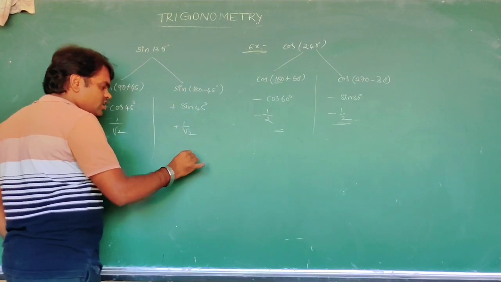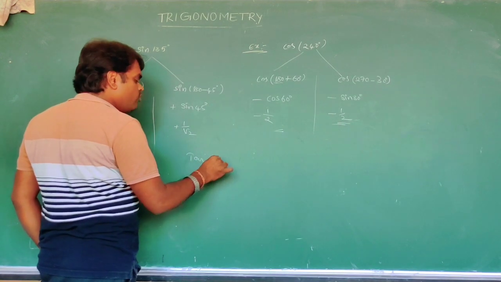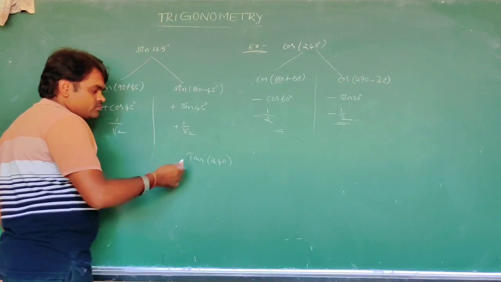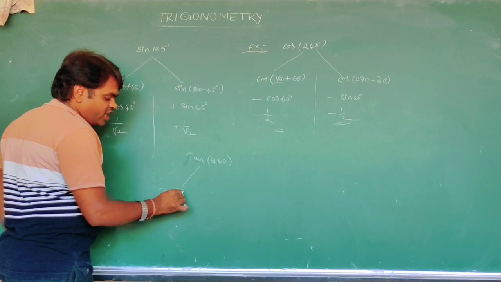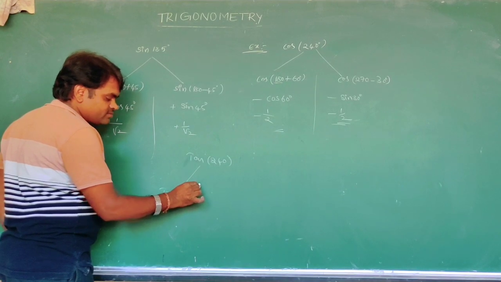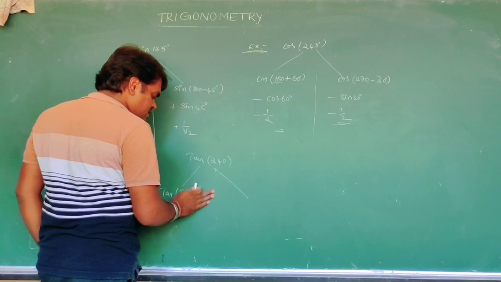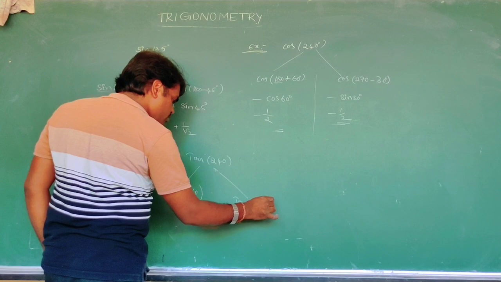The last one, tan 240. This also we can see. Tan 240 means 180 plus 60. And another one we can do: tan of 270 minus 30.